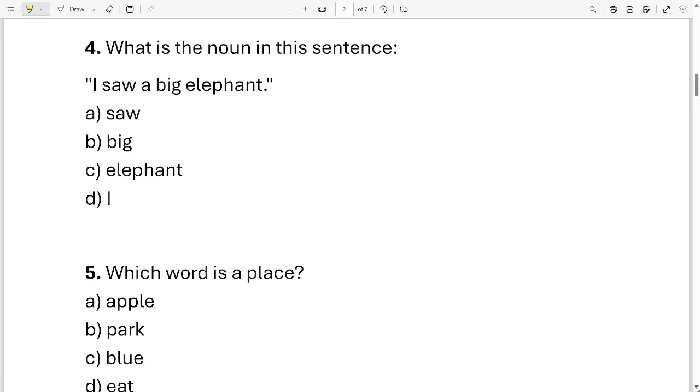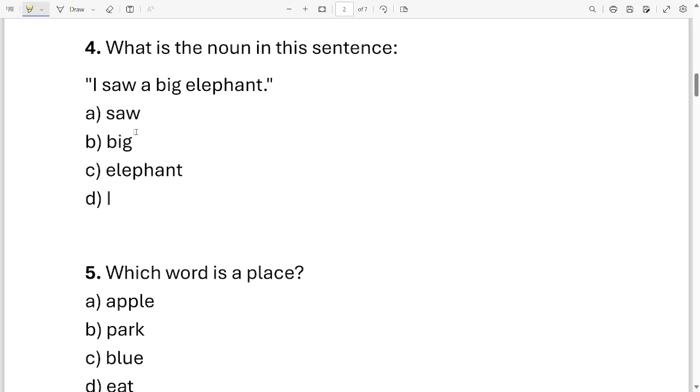Next question. Question number 4. What is the noun in the sentence? Again, you have been given a sentence. You have to identify the noun in the sentence. The sentence is, I saw a big elephant. Now quickly identify the noun in the sentence.